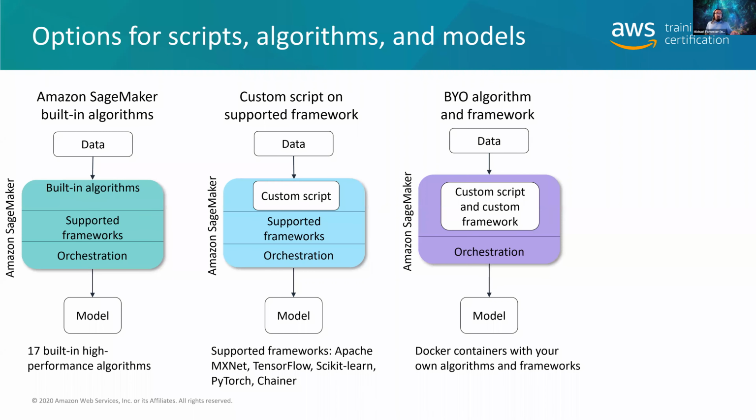Now, by the way, it could be that you want an algorithm that isn't traditionally offered with Amazon, but the framework is MXNet or PyTorch or whatever. Then all you need to do is just create a custom script. It's just Python code, right? At that point. But if you need to replace the framework heavily, then you're going to bring your own, and that's going to be the third purple option.